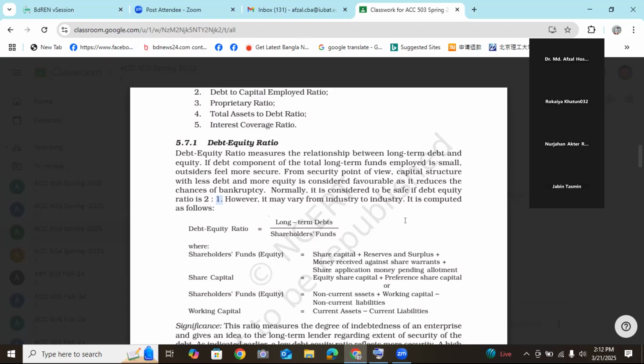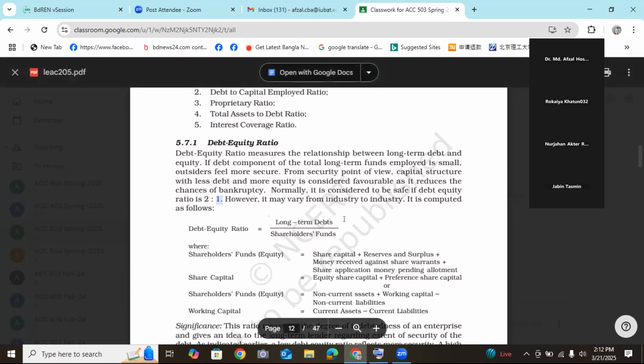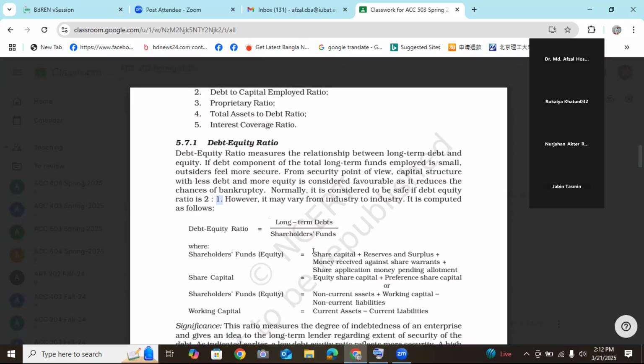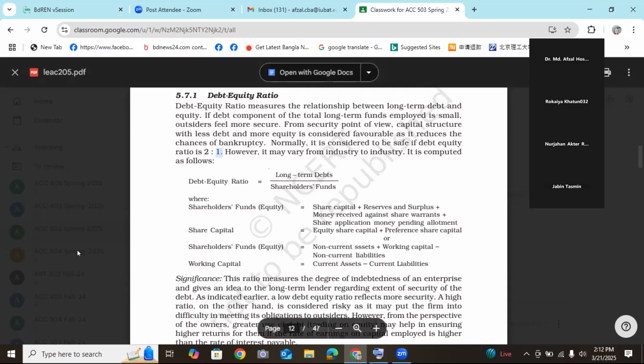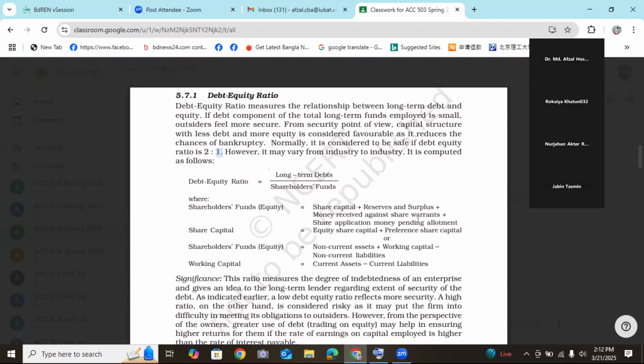So the formula is long-term debts divided by shareholders fund, where shareholder funds equal share capital plus reserve and surplus plus money received against share warrants plus share application money pending allotment. These are all the shareholders funds. You got this?